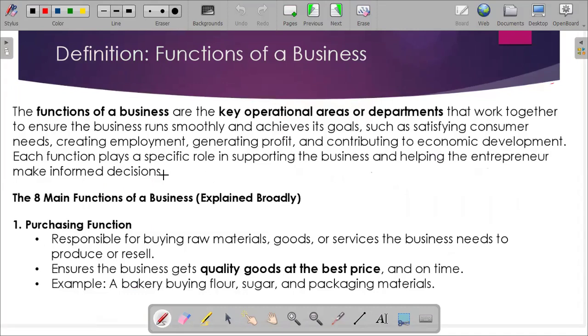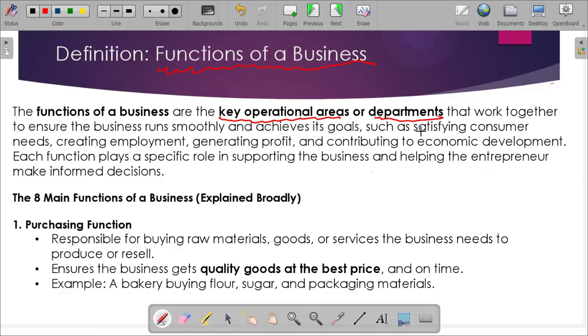So if you remember the description of what the functions of the business are, they are the key operational areas or departments. Remember, we were talking about Mduduzi's bakery shop, where there's the owner, the manager, the workers, the general workers, and logistics that work together to ensure that the business runs smoothly. All those 5 elements need to operate together so that the business can achieve its success.